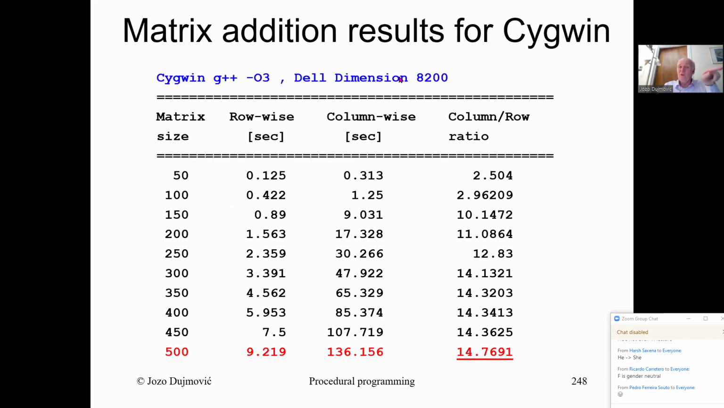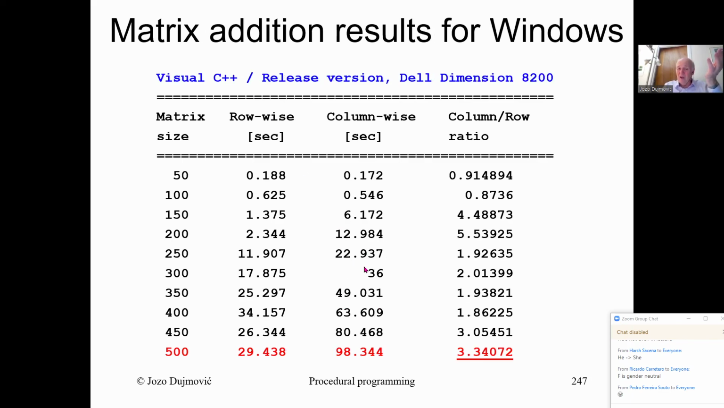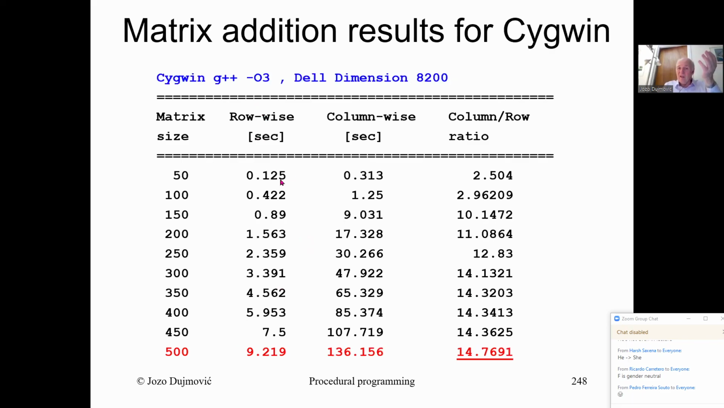If I take the same computer and switch to the GNU compiler, G++, and take the third level of optimization, row-wise, 9 seconds. It used to be 29, now it is 9, 3 times faster, okay? And then you think column-wise is going to be spectacular. Yes, it is spectacular, 136 seconds, which is almost 15 times slower, okay? So in the case of this particular adding of components of a matrix, I can go from 9 to 136 seconds.